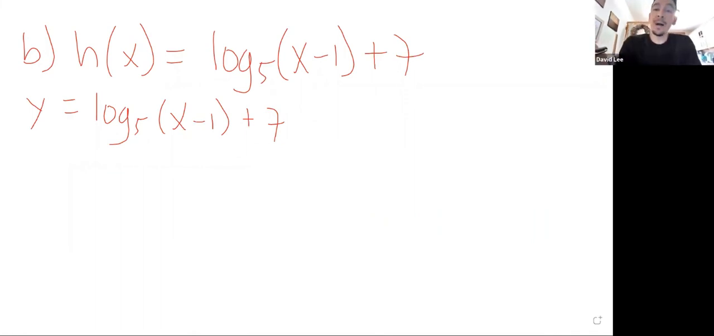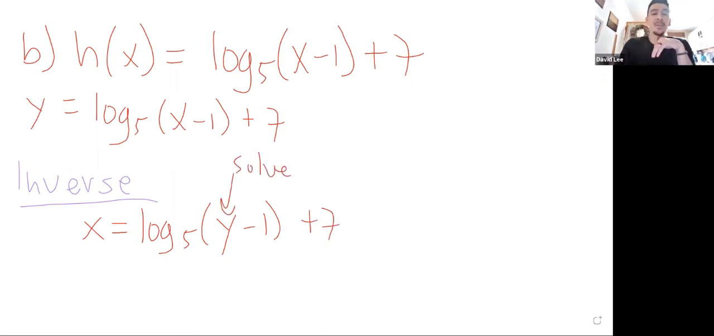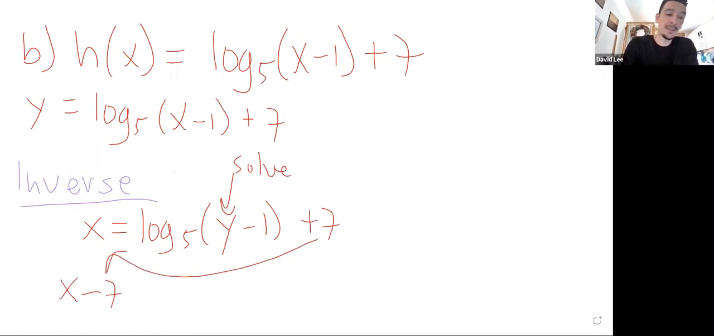And we switch x and y. Okay, we go inverse, and we switch x and y. That's always a key step, when you switch x and y. That's when you obtain the inverse. But we do wish to isolate y. We want to solve for y here. So why don't you guys subtract the 7 to the other side? So that'll be x minus 7 equals log base 5 of y minus 1.